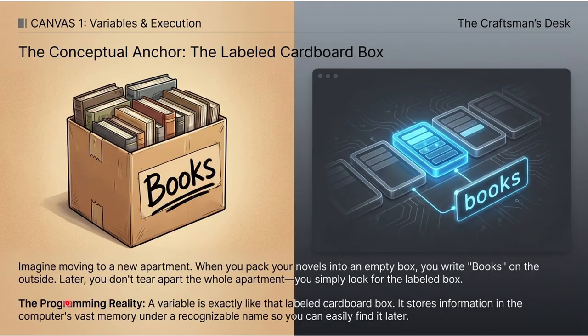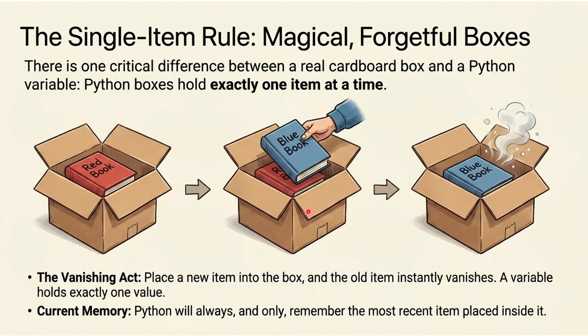Here it's written, the programming reality. A variable is exactly like the labeled cardboard box. It stores information in the computer's vast memory under a recognizable name, so you can easily find it later. Okay. So now let's move on to the next slide.